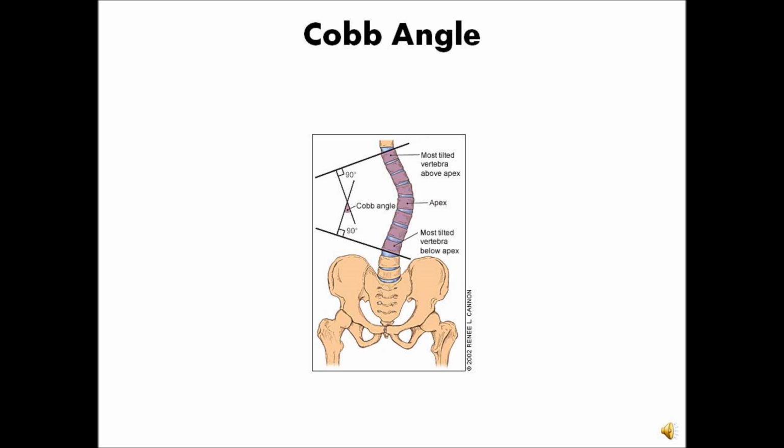As you can see, this is a nice diagram that shows the Cobb angle. You can see the apex, and then the vertebra that's most tilted above and below that apex forms those intersecting lines, which gives the degree of curvature.